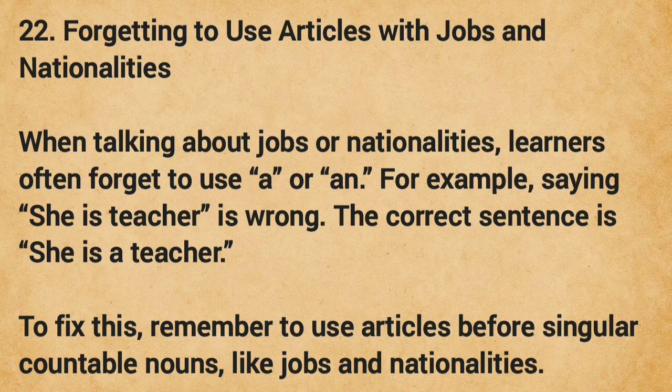22. Forgetting to use articles with jobs and nationalities. When talking about jobs or nationalities, learners often forget to use a or an. For example, saying "she is teacher" is wrong. The correct sentence is "she is a teacher." To fix this, remember to use articles before singular countable nouns like jobs and nationalities.